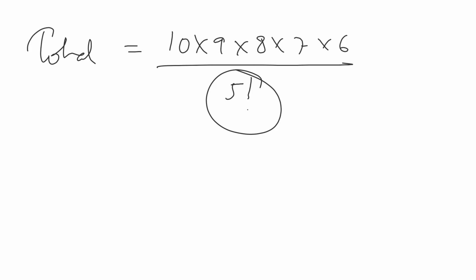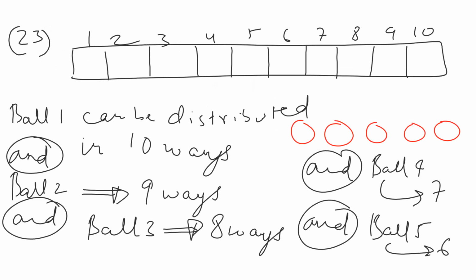I hope you understood this. First, the arrangements. I'll tell you why we do that 5 factorial. See, suppose I'm placing the balls like this, this is one way of arranging. If I replace this ball with this ball and this ball with this ball, will we count this twice or only once?